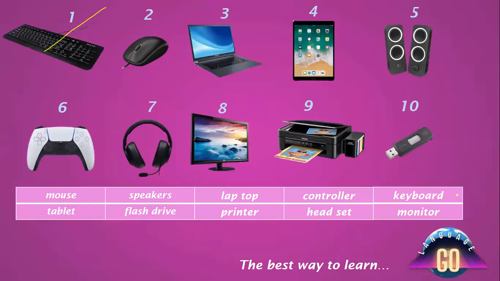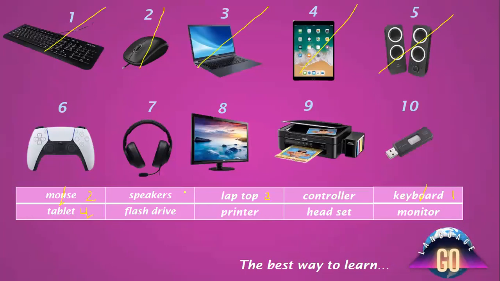Okay, listen to the pronunciation, Carlos. Keyboard. Keyboard. Yes. I have a question for you, Carlos. Are you fast for typing on the keyboard or slow? Slow. Okay. Picture 2, mouse. It's a mouse. All right. Picture 3, laptop. It's a laptop. Picture 4, tablet. Of course, picture 4 is a tablet. Really good.